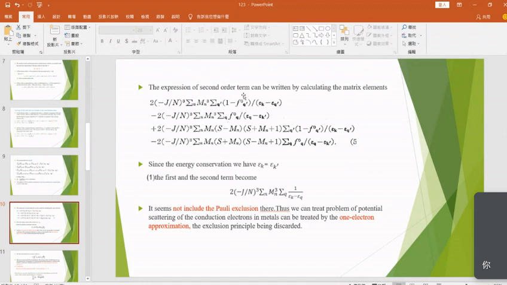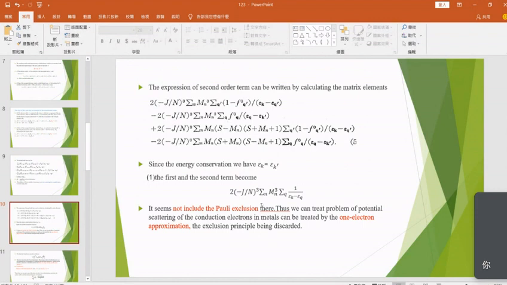And the expression of the second order term can be written by calculating the matrix element of the Hamiltonian, and it will be in this form. But now we need to apply the energy conservation because we have this delta function in the origin. So the first term and second term can become such a term. And then we combine the first term and second term and apply the energy conservation.